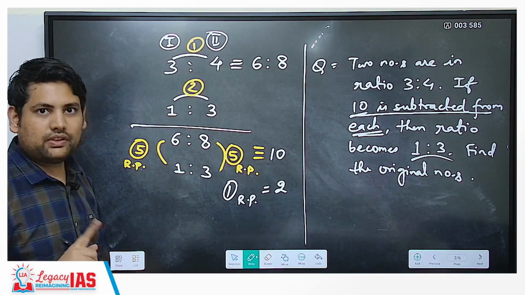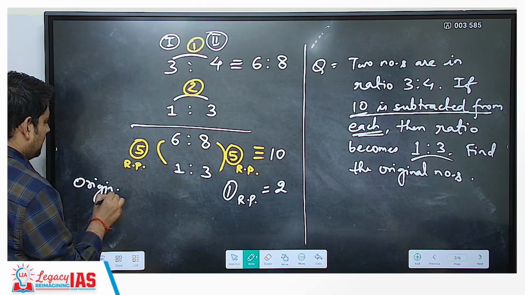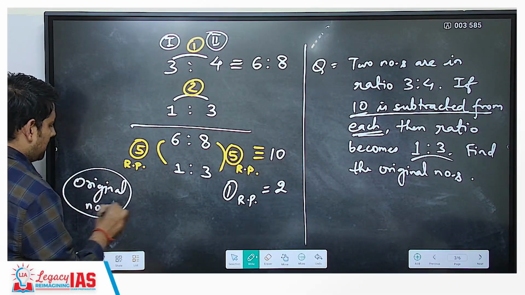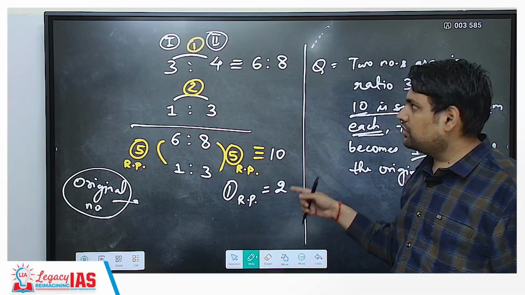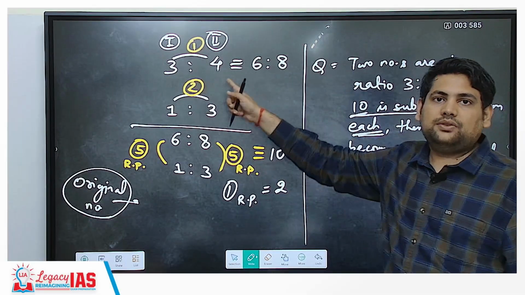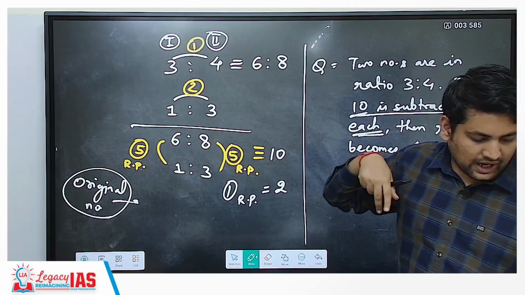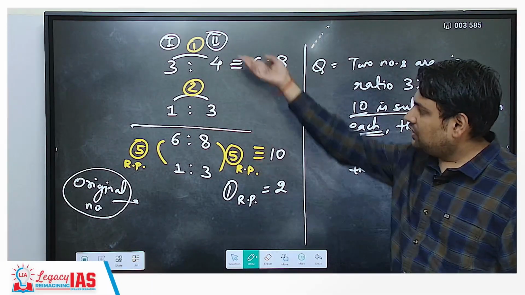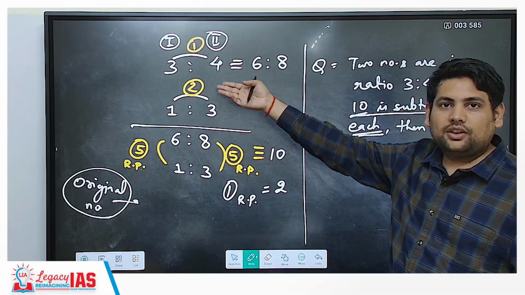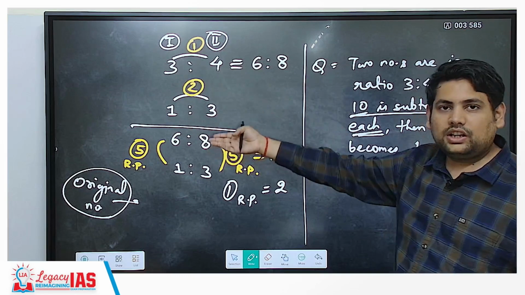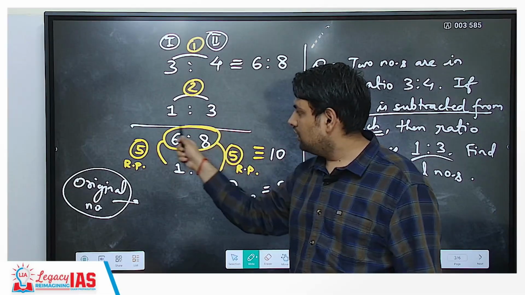Now, one thing is important, you are asked the original numbers. One thing people tend to do is take this 1 ratio point equals 2 and multiply it with 3 and 4 and get the answer of 6 and 8. But that won't be correct. Once you have come down here, you cannot go back. Once this is gone, once you have moved on in life, you cannot go back. So this is the ratio now.